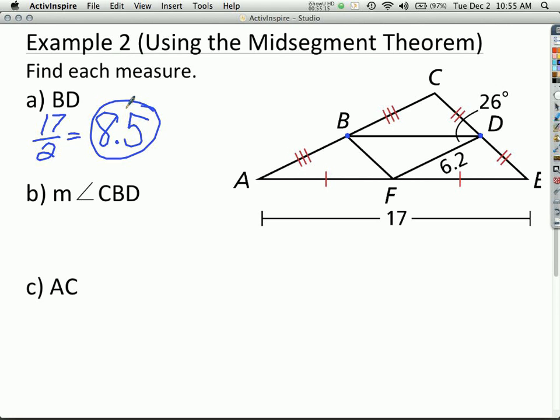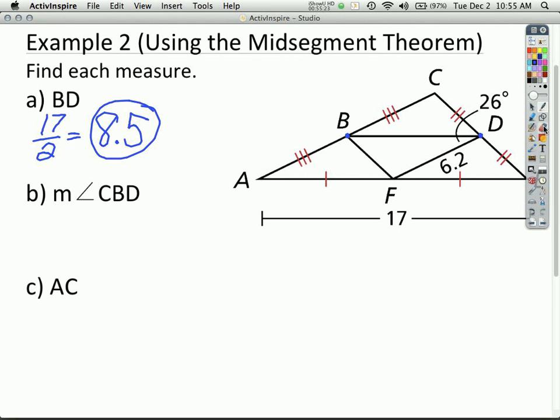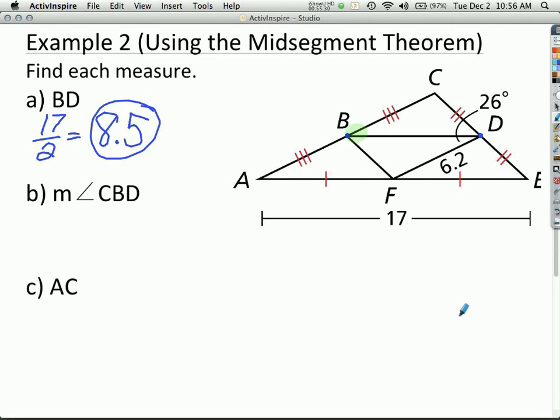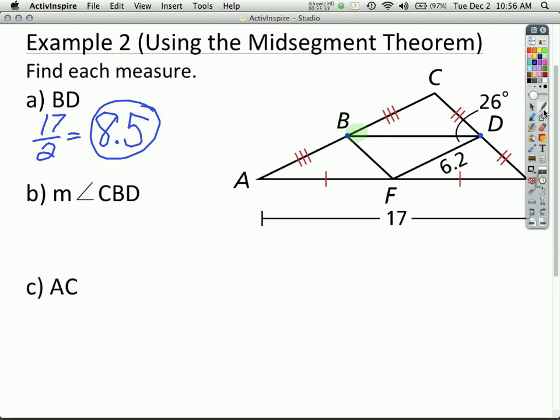Okay, no comments or questions? All right, let's go to part B, finding the measure of angle CBD. So I would like to know the measurement of this right there, that angle. Give me a thumbs up if you think you know what the measurement's going to be. Okay, Matthew, what's the measurement going to be? 26 degrees. Why?